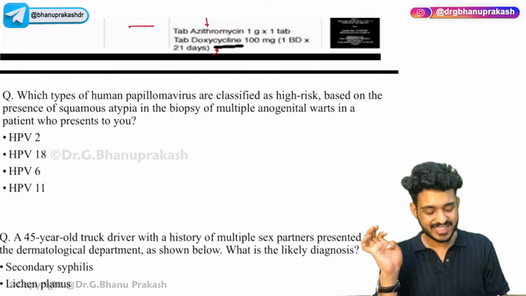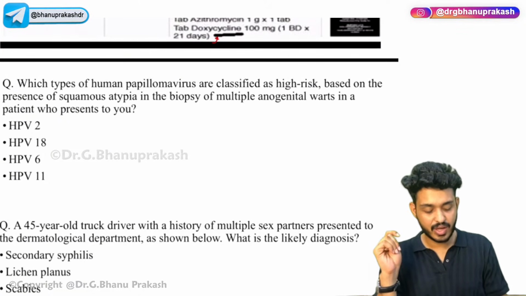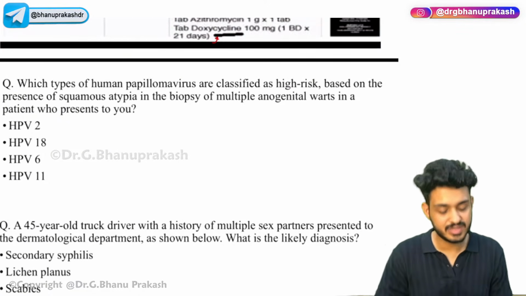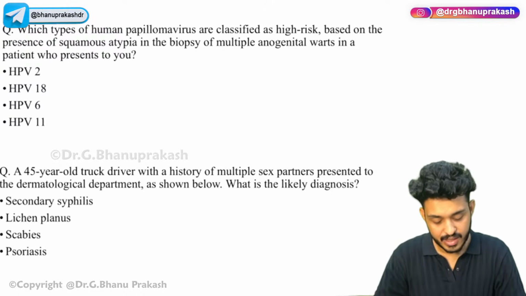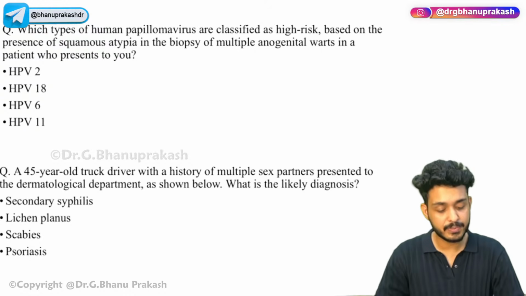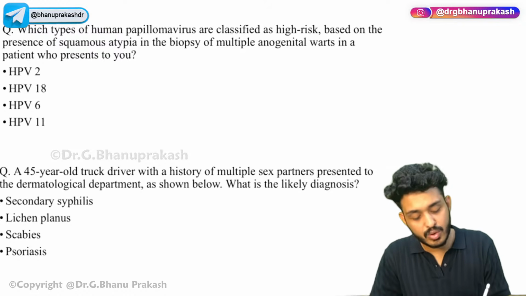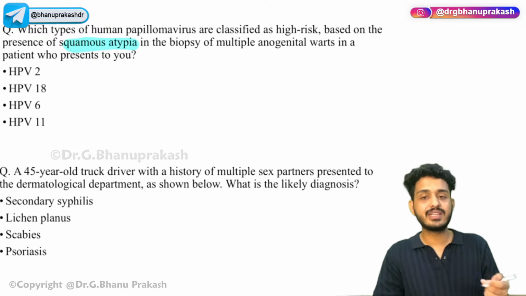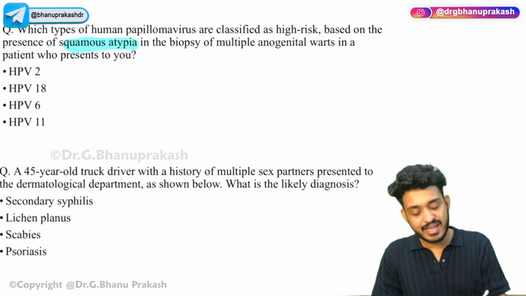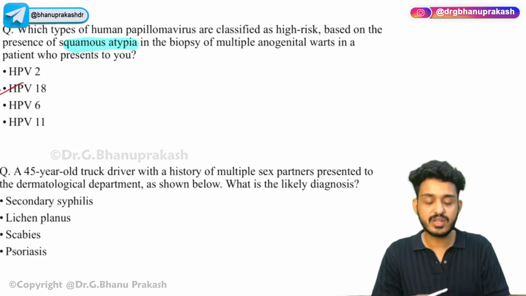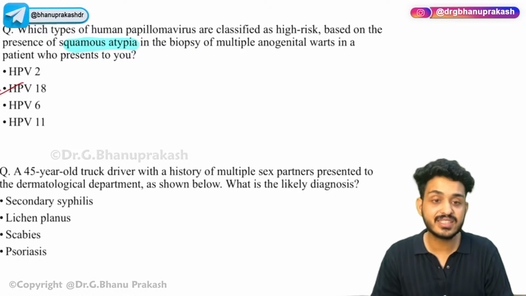Now please try to solve this question. These are the kits that you have to see once more, and just before the examination also. Try to solve this one. Which type of human papilloma virus is classified as high risk? So they want to know about the squamous atypia. They are talking in terms of cancer. When they are talking in terms of cancer, your answer would be HPV 16 or 18.